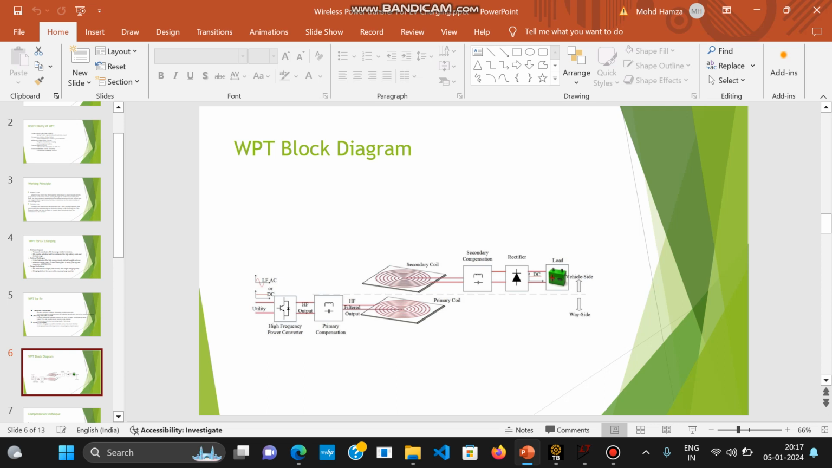Then at last a filter capacitor will be present here, which will filter the harmonics which are undesired to us, and at last the power will be delivered to the load. Okay, so now we are done with these coils. Now we are going to design these circuits in LTspice.